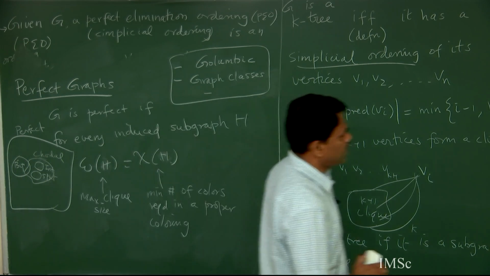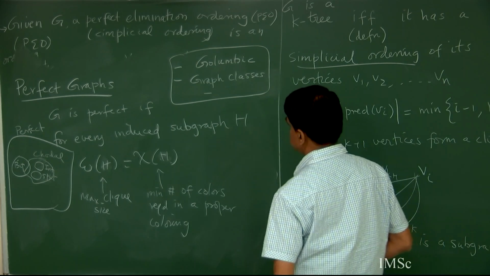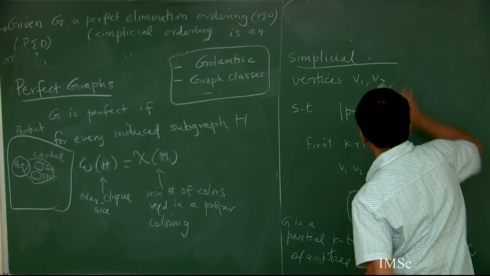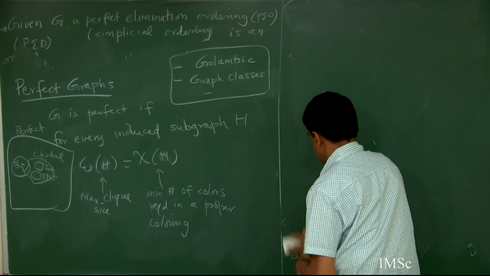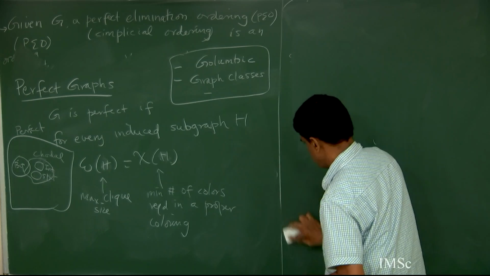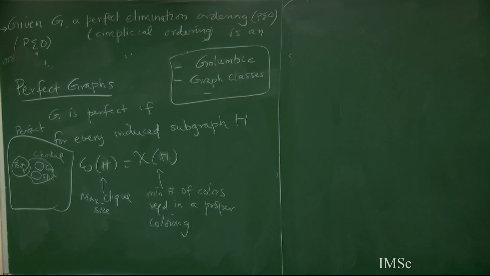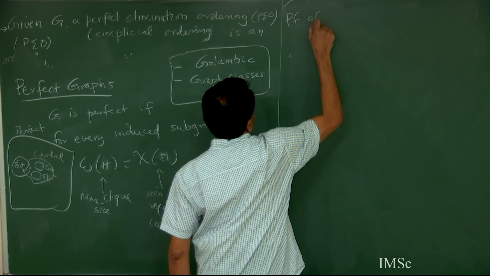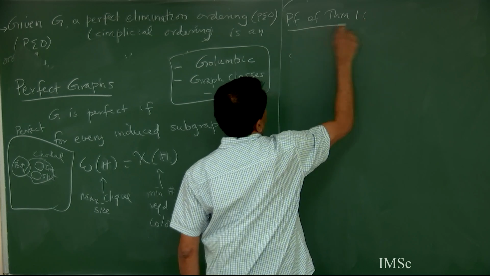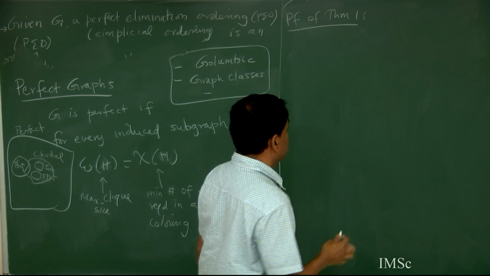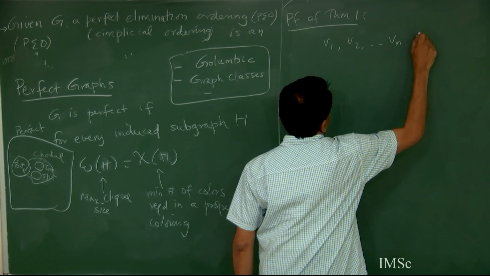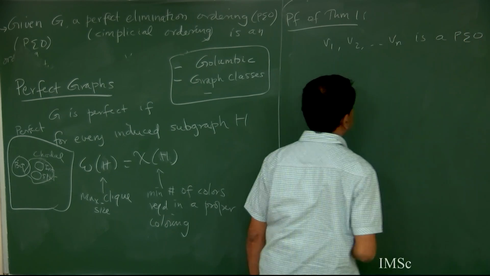Okay, in the rest of the lecture, I'm going to prove these 3 theorems. If you have a perfect elimination ordering, I may not show all the problems, but I'll give you a flavor. So V1, V2 up to Vn is a perfect elimination ordering of the vertices of G.